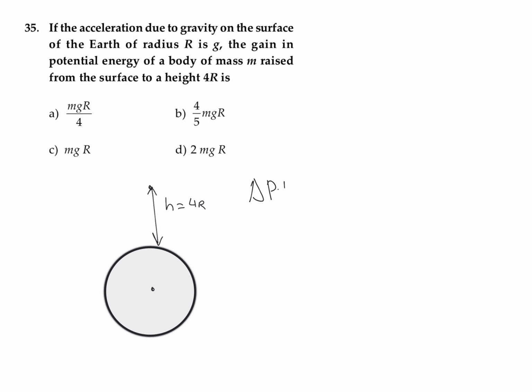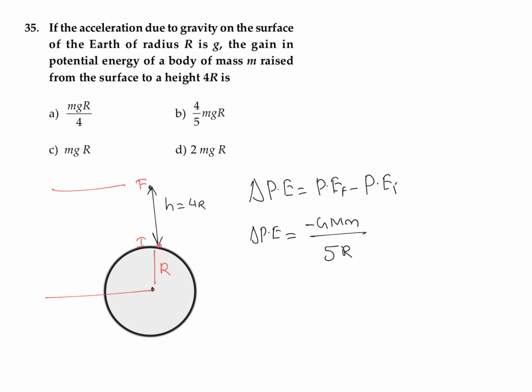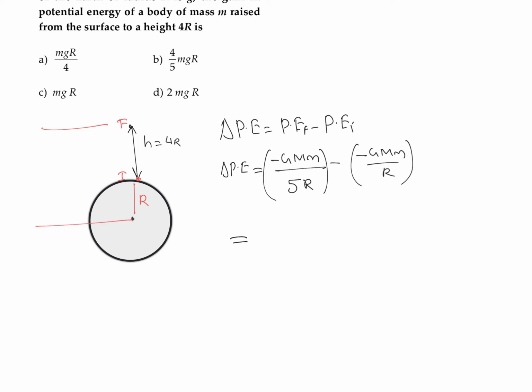So you can write this change in potential energy is equal to potential energy final minus potential energy initial. Just take it that this is our final point and the surface is our initial point. So the change in potential energy is equal to potential energy final, which is minus GMm divided by distance, and we need to measure from the center of Earth. So this distance is r and the height is given as 4r, so the total distance is going to be 5r. So we can write that as minus GMm by 5r, minus potential energy on the surface of Earth, which is minus GMm divided by r.